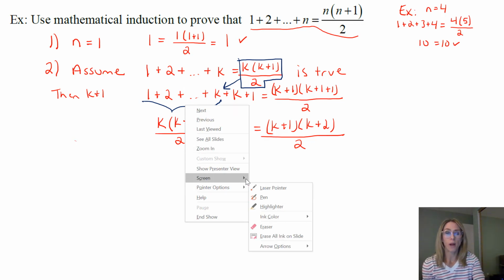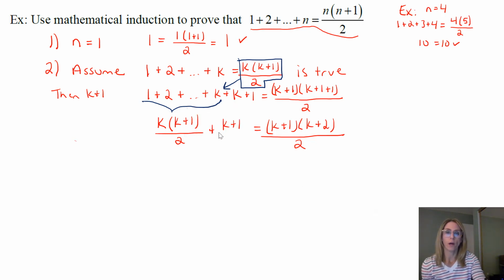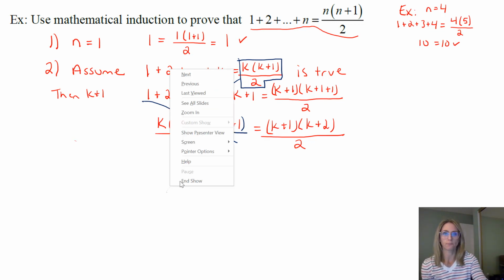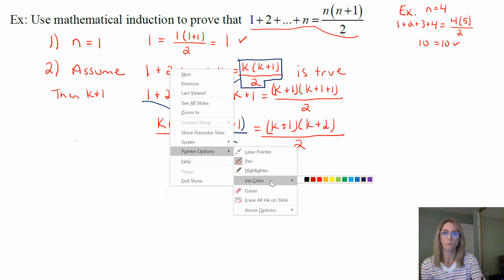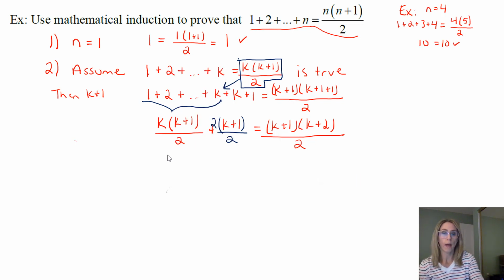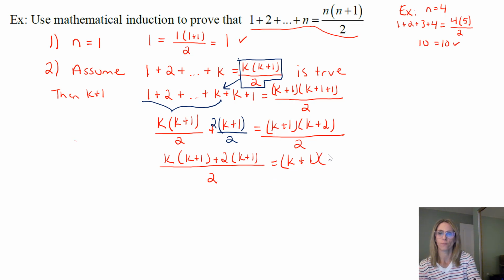And when you see fractions, a really good idea is to combine the two fractions. So we have a denominator of 2, and that's it. So if we give our other term a denominator of 2 and numerator of 2, then we can add these two things together. So notice when we do that, a couple different ways to look at it, but we will have k times k plus 1 plus 2 times k plus 1 over 2.